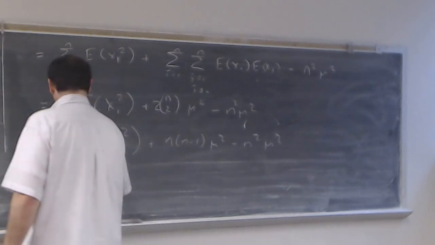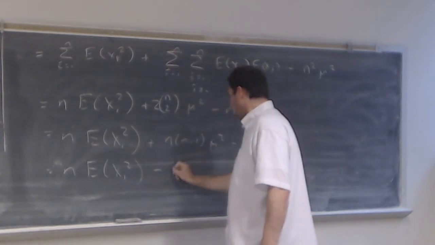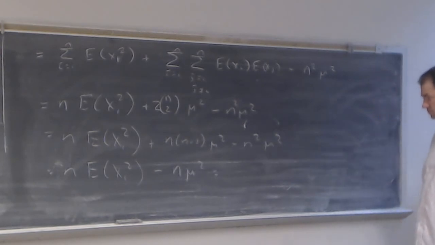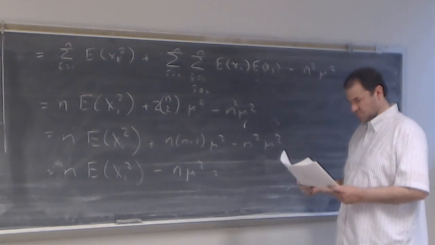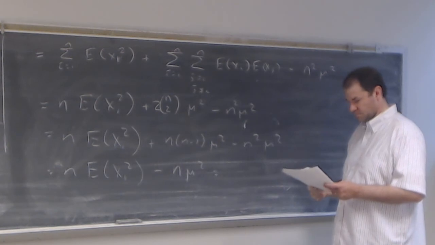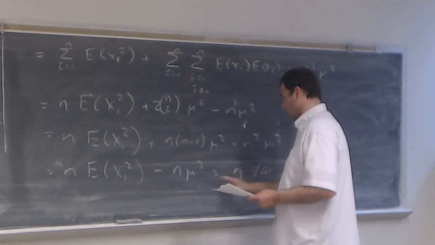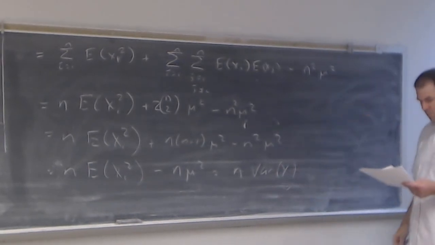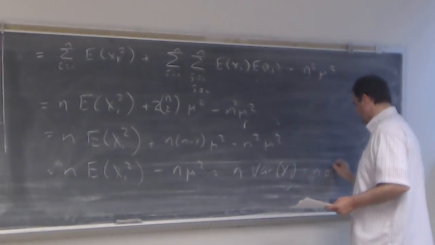So we end up getting n times the expected value of X1 squared, here I have minus n mu squared. Okay? And so these two things I said would cancel out. So this equals n times the variance, because this is the expected value of X squared minus mu squared, the variance of X, of X sub 1. That's what we have. And so that's equal to n times sigma squared.